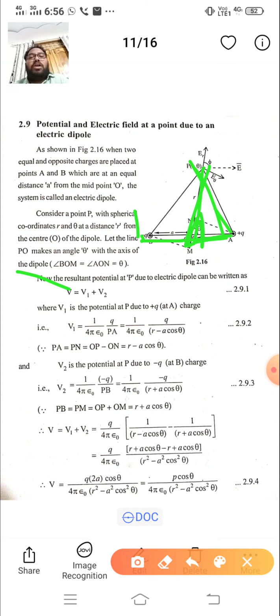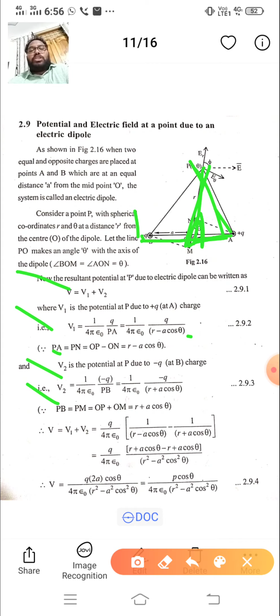First, the potential due to A: V1 equals 1 by 4 pi epsilon naught, Q by PA. From the diagram, PA equals r minus a cos theta. Why? Because in the triangle OAP, PA equals PN, which equals OP minus ON, that is r minus a cos theta. Similarly, we can write V2 using POB: V2 equals 1 by 4 pi epsilon naught, minus Q by PB, since it is the negative charge.